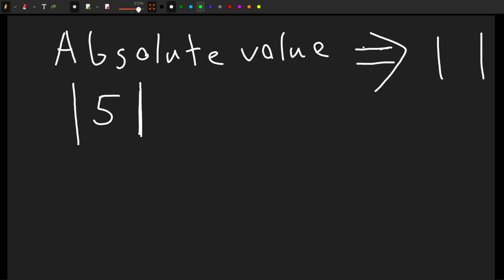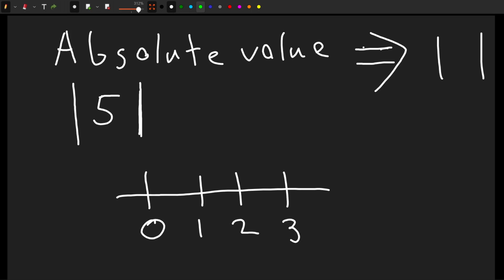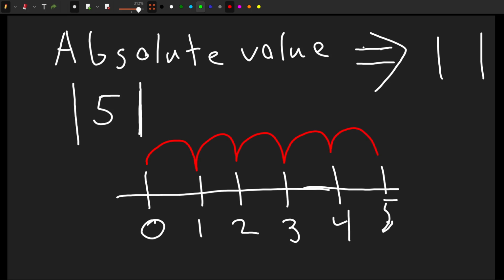The absolute value of 5 in this case, we would look at our number line, we would start at 0, and we would count out to 5. So we'd go 1, 2, 3, keep going a little bit more, go to 4, then go to 5, and we would count out how many spaces that is. How many numbers did we come across? So we would count 1, 2, 3, 4, 5. And so then the absolute value of 5 is simply just 5.